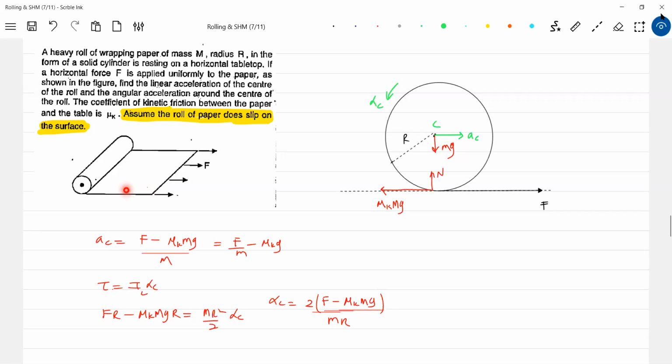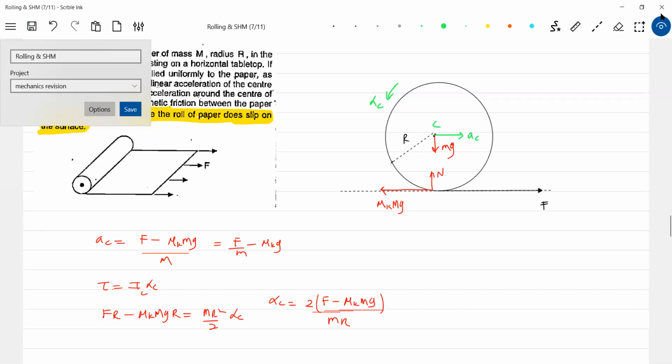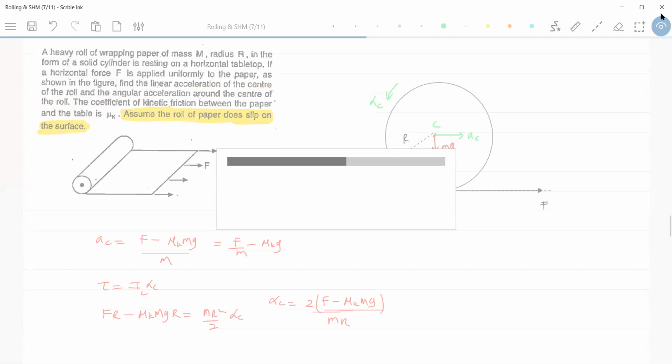There's a carpet here again. As this is light, whatever force you apply here, that force will be acting at this particular point also. The problem: a roll of wrapping paper of mass m and radius r in the form of a solid cylinder is resting. So what force is applied here, the same force will be acting here. Therefore that was the assumption I made. If you put alpha like this, what is the problem? It cannot unroll. Alpha should be like this only. It can be tested for yourself, a simple idea.